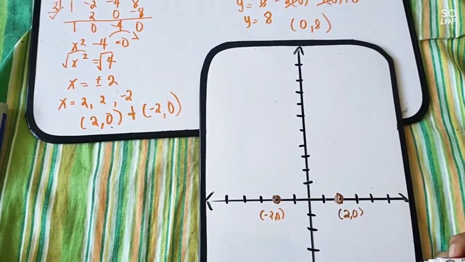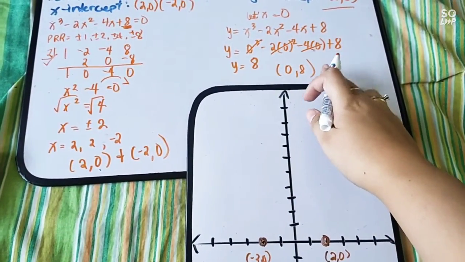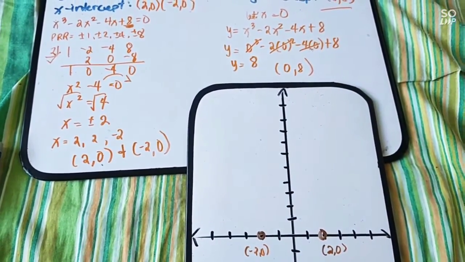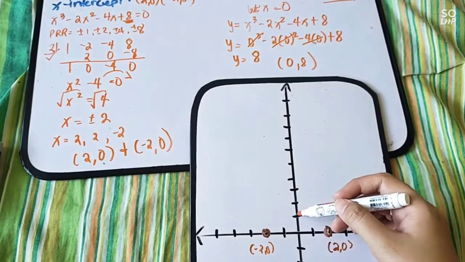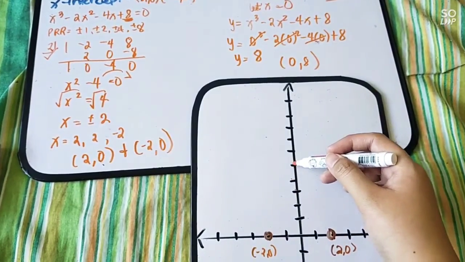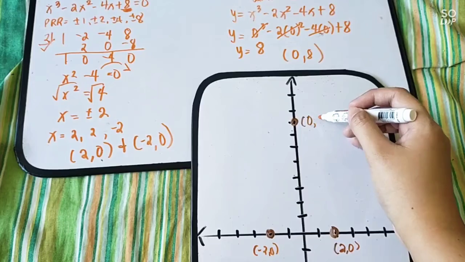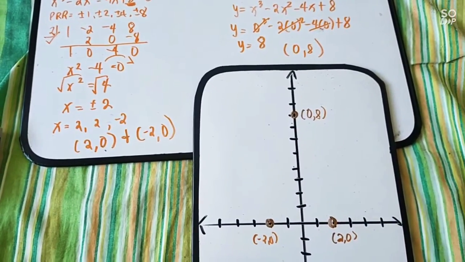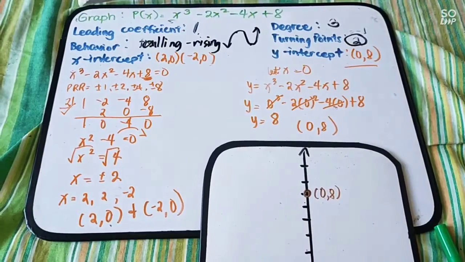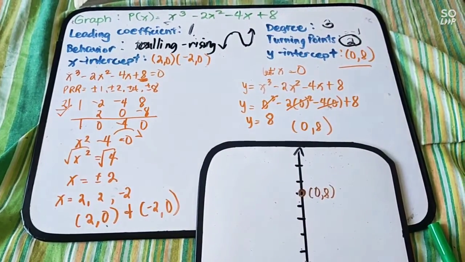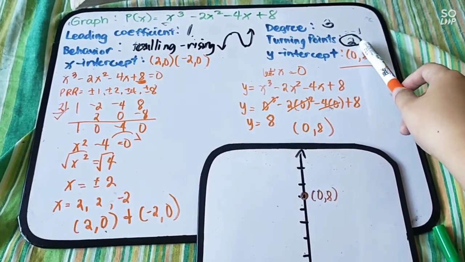Yan. Next tayo, the y-intercept. Ang y-intercept natin ay 0 and 8. So, sa y tayo, dito yung y. So, since positive, upward tayo. 1, 2, 3, 4, 5, 6, 7, 8. So, this is 0 and 8. Ayan. Next tayo. We have the turning points of 2. So, meaning dalawa. Dalawa ang ating turning points.